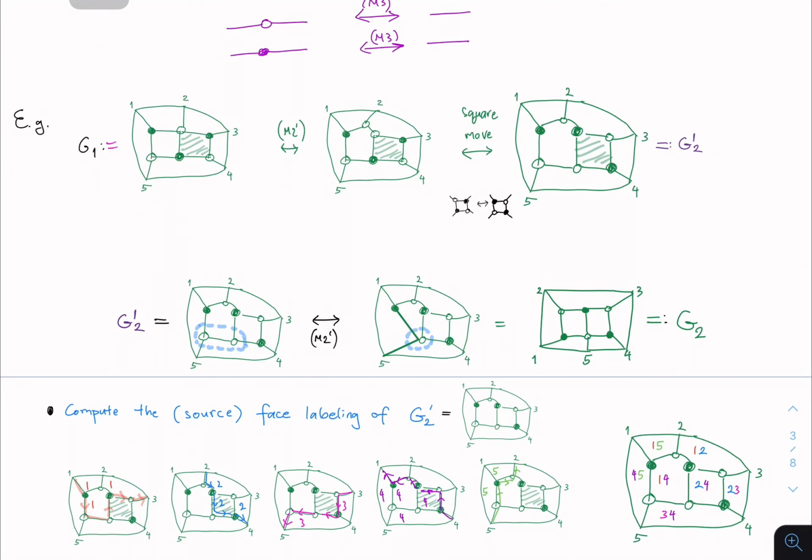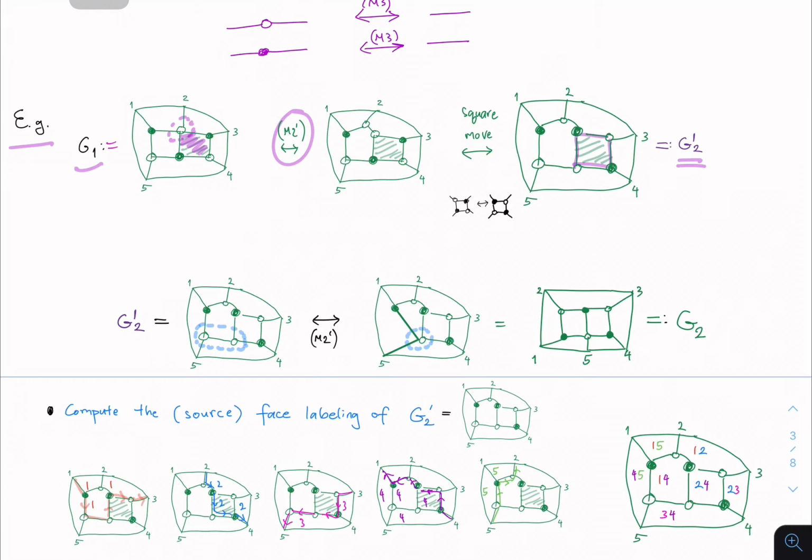So here is an example. I start with G1 and I apply M2 prime because currently I cannot apply the square move on this square because of this degree. But after applying M2 prime, I do get this square that satisfies the condition for applying the square move.